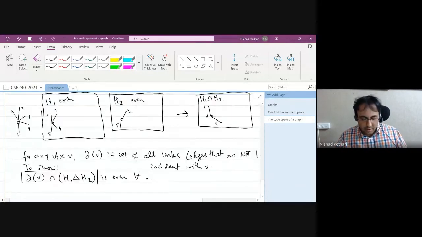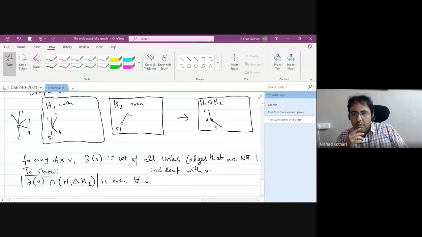The point is you have an even number of edges incident at this vertex in both of these subgraphs, and you are taking the symmetric difference of these subgraphs. So I claim that in the symmetric difference, you will still have an even number of edges incident at this vertex. Can anyone tell me why this is true? We just took one example here. Why is this true?